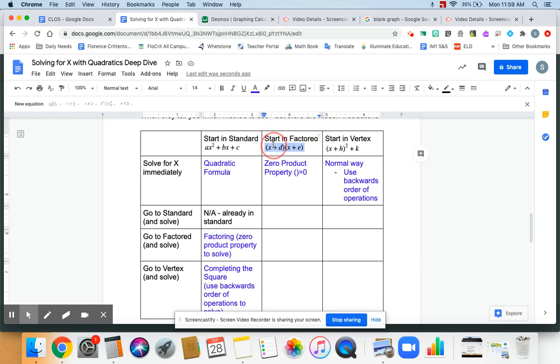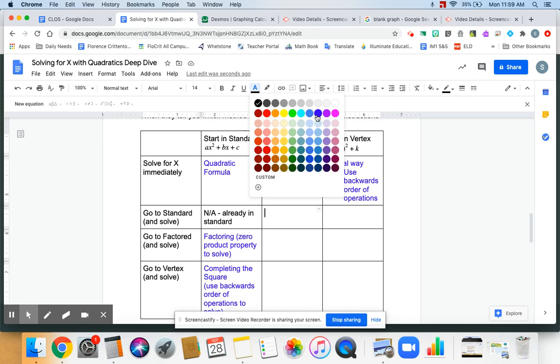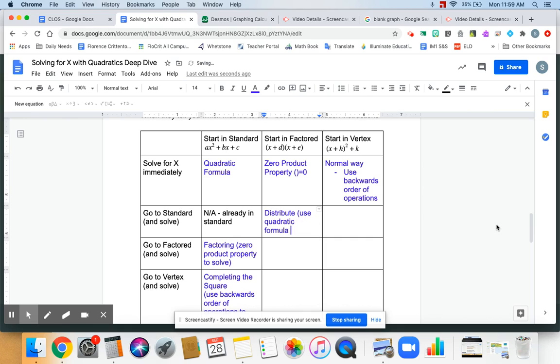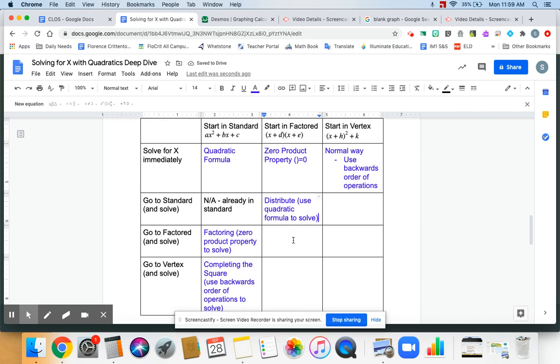If they start you in factored form and you need to go to standard, how do you go from factored to standard? You distribute. And then once you're in standard form, then you have to use the quadratic formula to solve it. This one doesn't count because I'm already in factored form, because this is the start in factored column.